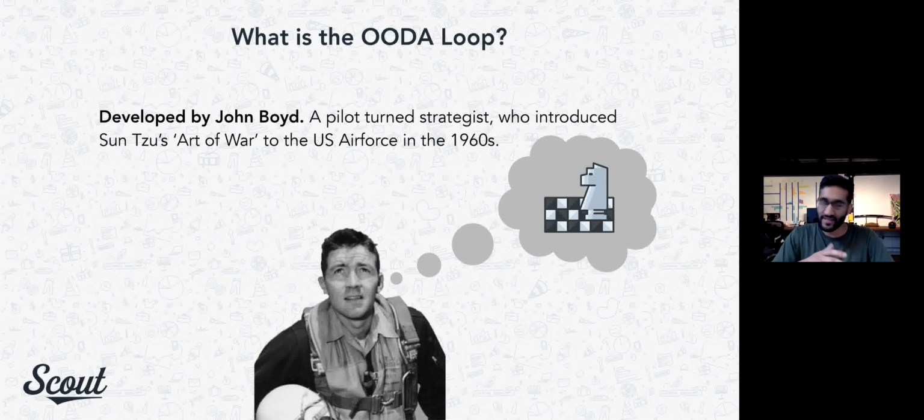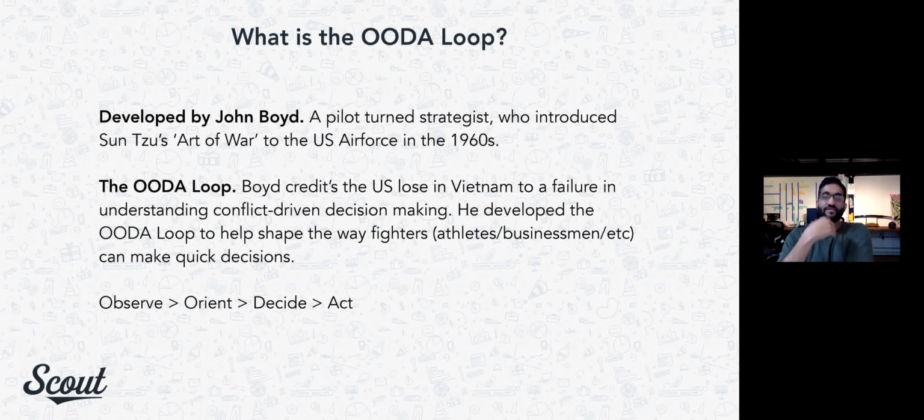Before the 1960s, nobody in the West was really familiar with Sun Tzu. He was an academic. He was a philosopher. He was a philosopher warrior. That's his archetype. And Boyd brought over the Art of War to the US military through all of his presentations to generals and things like that. And he developed this OODA loop.